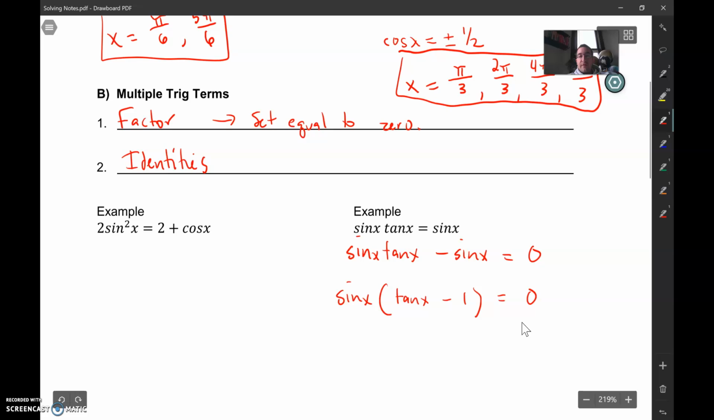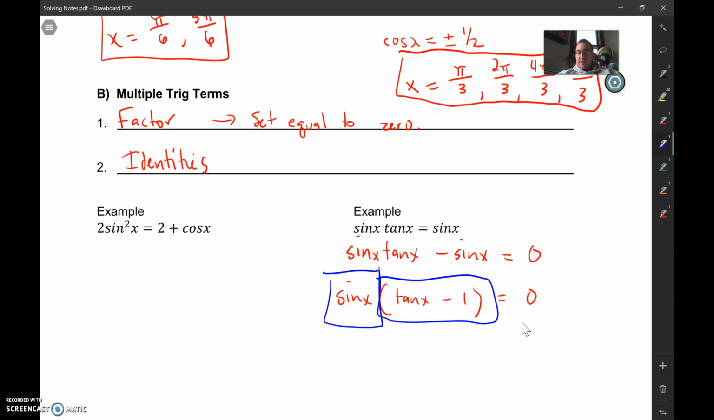Okay? And now for an important algebra concept. This is called the zero product property, the ZPP. When you have two things that are being multiplied together like this, to solve for x, we have to set up 2 different mini equations, one with each factor. We're going to set sine of x equal to 0 and solve, and we're going to set tangent of x minus 1 equal to 0 and solve. And that's where the unit circle takes over.